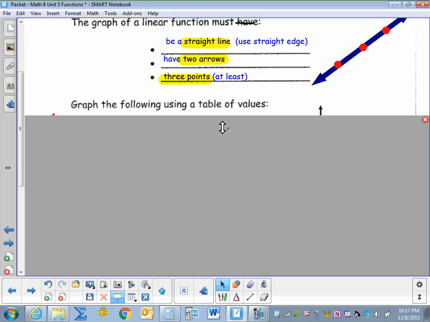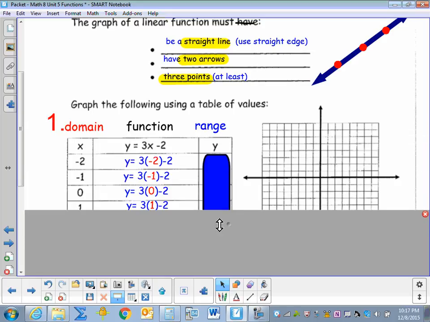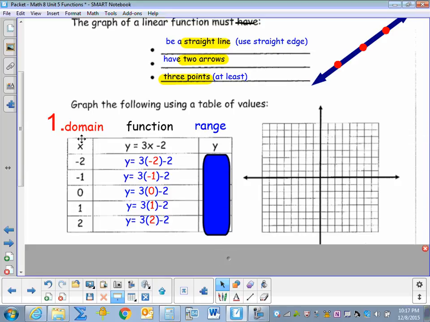So we're going to graph the following using a table of values. Here we have our x values, or our domain, and our function, or our equation, y equals 3x minus 2, and the y values. We need to calculate the corresponding y values for the x values.